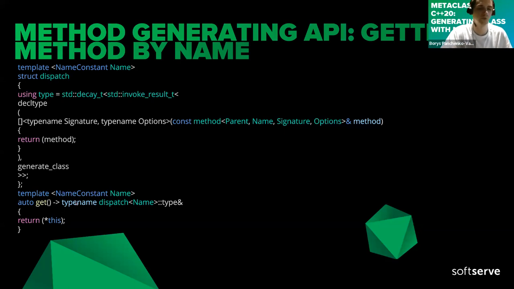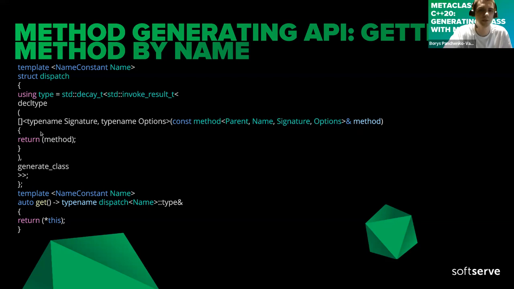Basically, when you want to get this method, you are just returning the reference, and the reference should be of type method. Parent will be the same for all the methods because we are instantiating, and this get is inside one class. Name should be different. Because you want to access some distinguished method which has a unique name, you're entering the name. And other stuff like signature and options will be deduced by the compiler. And then it will return your method.